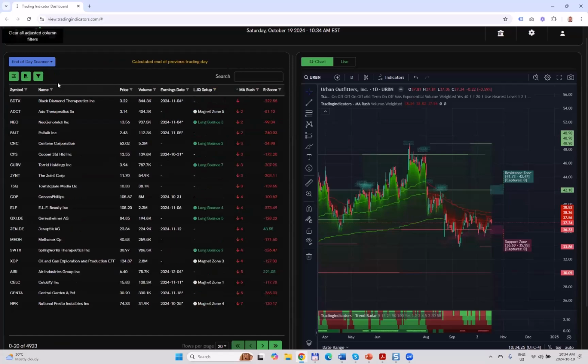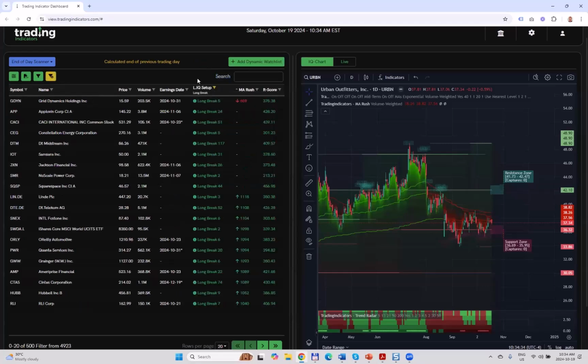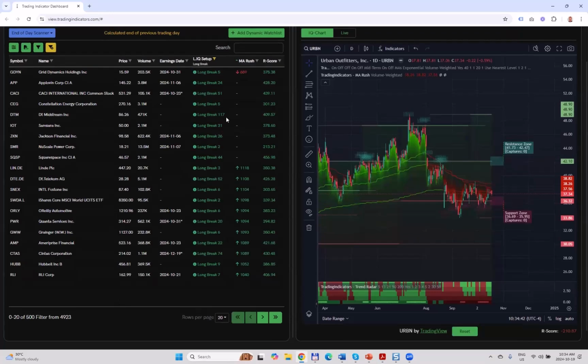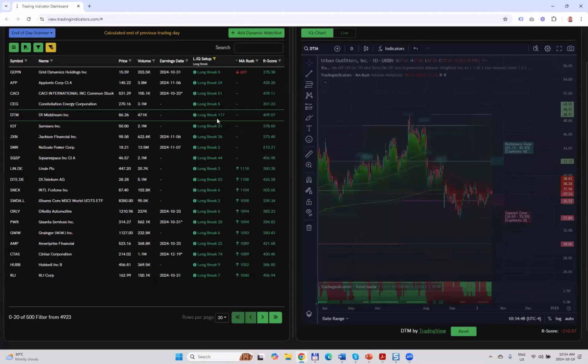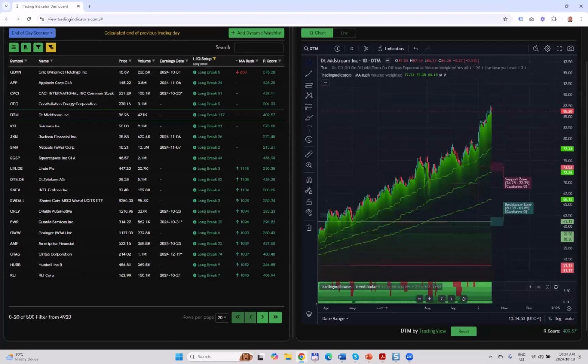So I'm removing all my filters, and I'm going to go over to my Liquidity IQ setup column and go to my long break setup. All right, so done. And let's see how many we found. 500 stocks are currently in a long break scenario. And you can see those stocks which have been in a breakout situation for a very long time. For example, this one here. For 117 days, this stock has been trading above its resistance level.